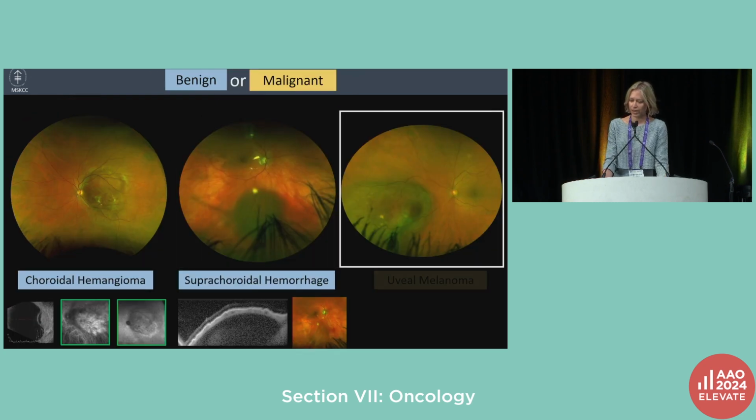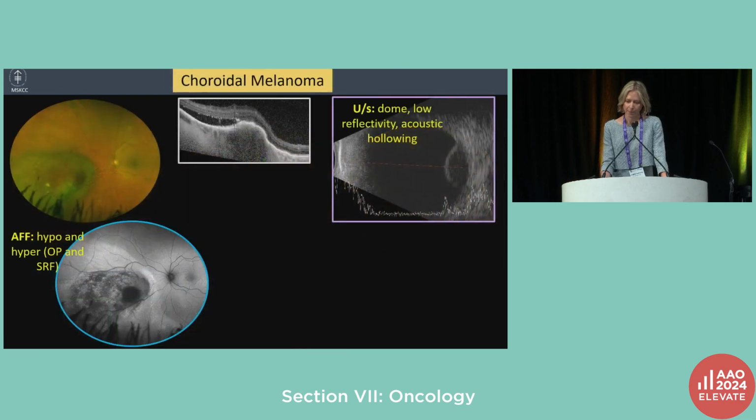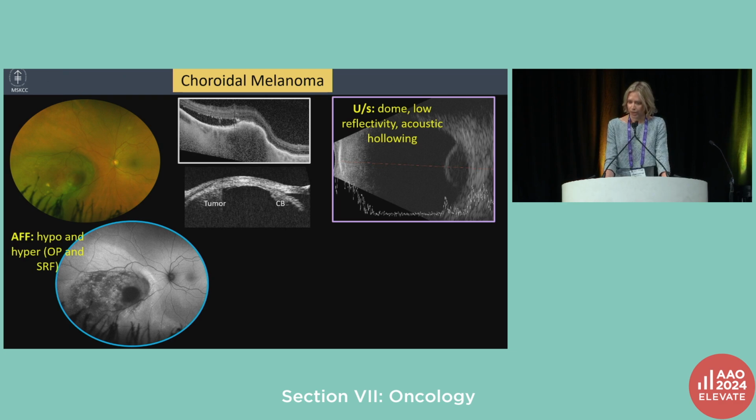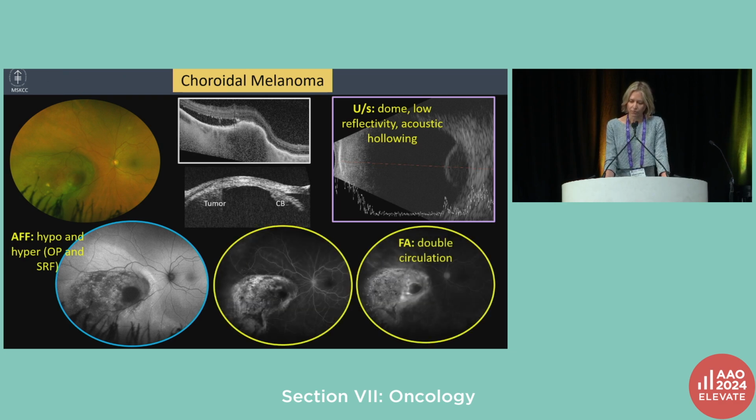What about this last one here? This is a uveal melanoma. We can see a mixed pattern on the autofluorescence, a lot of subretinal fluid, the orange pigment also hyper-autofluoresces. The OCT shows a choroidal origin with subretinal fluid and the little punctate areas of orange pigment. The ultrasound there that I'm showing you is characteristic. It's dome-shaped, it's low reflectivity, it's got acoustic hollowing. It's spared in the ciliary body on UBM. That is important to establish. And just for the purposes of this talk, a fluorescein angiography showing a double circulation sign.